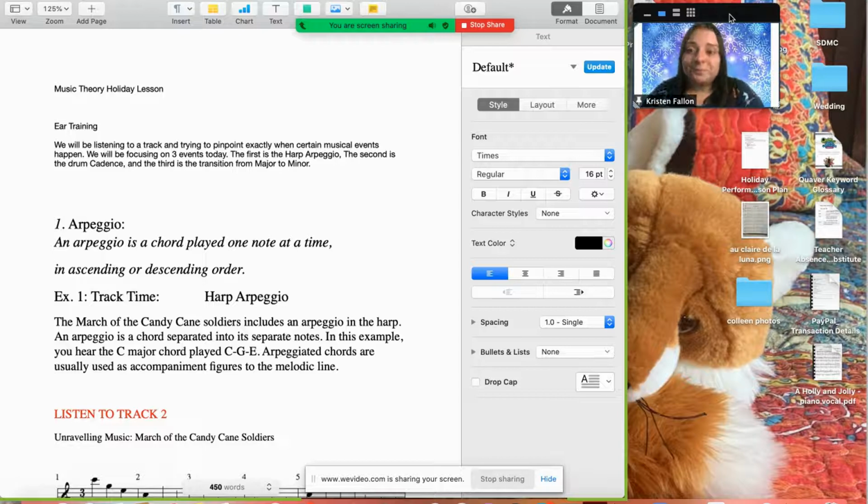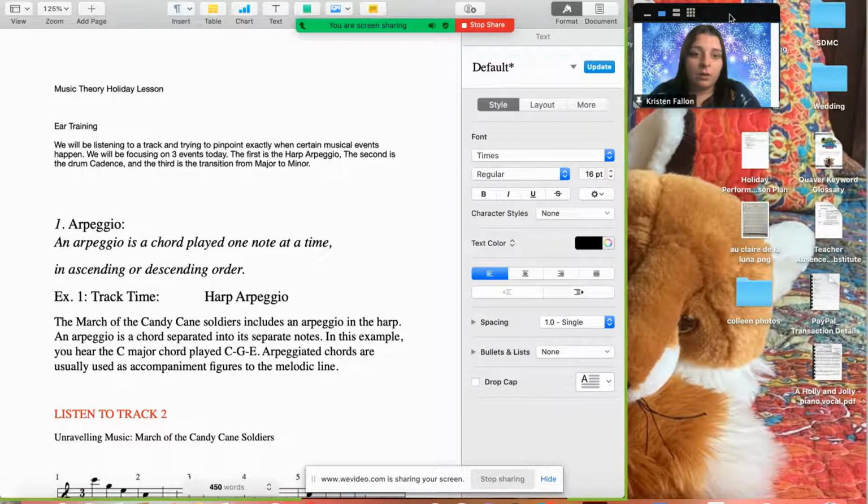Okay, so we're going to be doing an ear training lesson today. We're going to be listening to a track and trying to pinpoint exactly when certain musical events happen. And we're going to talk about each of those three musical events first. The first event is called the harp arpeggio. The second is the drum cadence. And the third is the transition from major to minor.